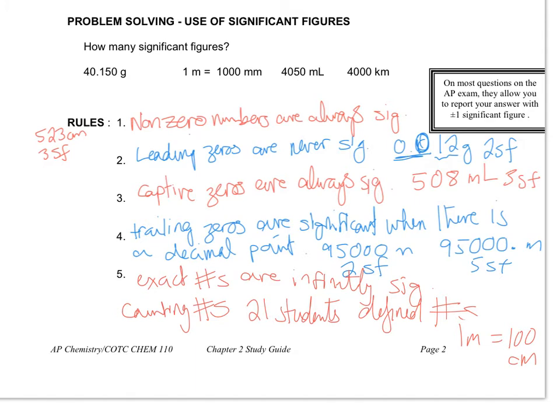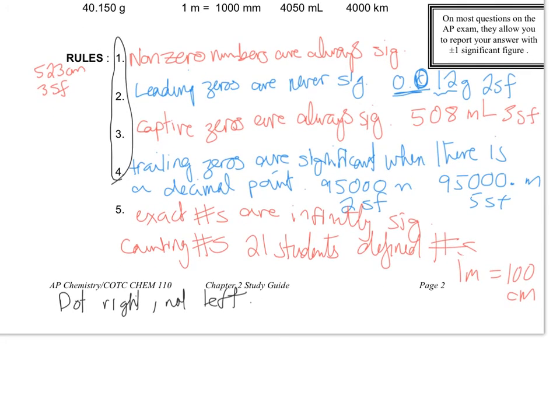Now, if you don't want to remember all 5 rules, you can, instead of these rules, say dot right, not left. That's what we learned last year, I think, if you took honors chem. And so what that means is if you have a dot, you start at the very right of the number, and if you're at the right of the number, then the only way you could go is left. So you start at the right of the number, and you go all the way to the left until the last non-zero digit, and everything from where you start to where you end is significant.